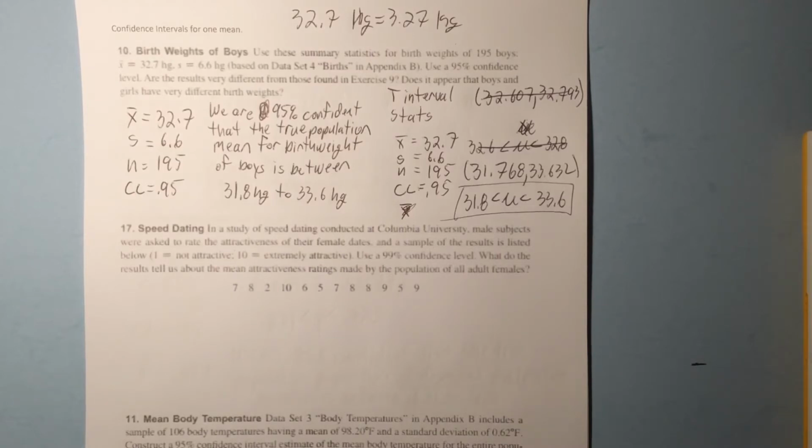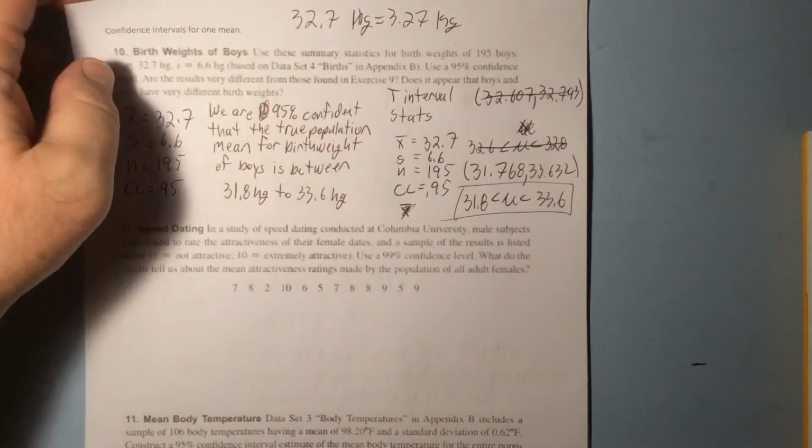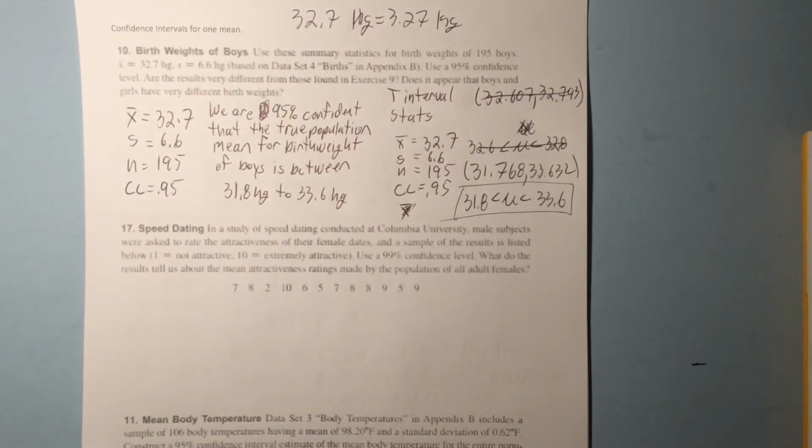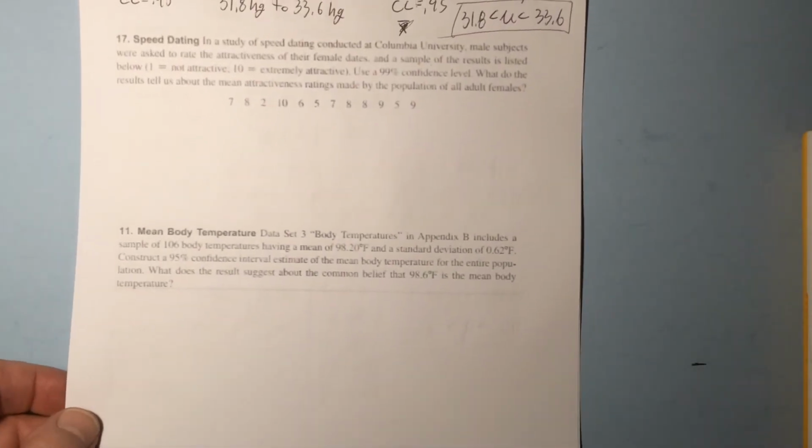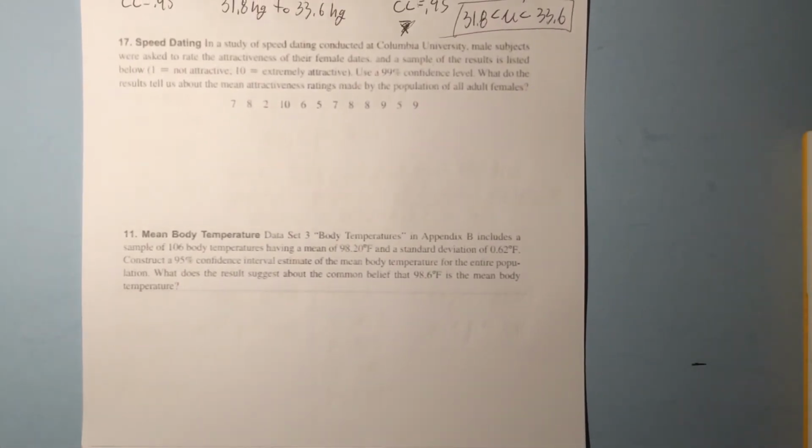Okay, we're going to examine two other questions. The second question is going to use the same thing. We're going to use a t interval, but we're going to use it a little differently. Okay, so questions on speed dating. It says, in the study of speed dating conducted by Columbia University, male subjects were asked to rate the attractiveness of their female dates. And a sample of the results are listed below, 1 being not attractive to 10 being extremely attractive. Use a 99% confidence level. What do the results tell us about the mean attractiveness ratings made by the population of adult females?